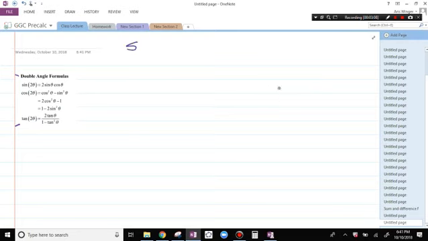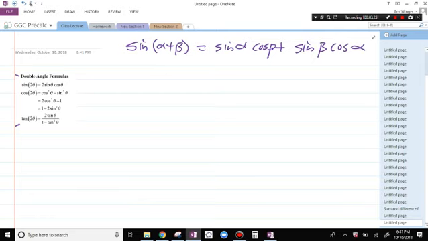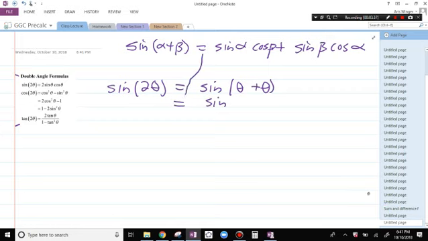So let's remember last time we said that the sine of alpha plus beta is equal to sine alpha cosine beta plus sine beta cosine alpha, right? And so when you're doing sine of 2 theta, we actually showed this in the homework last time. This is just the sine of theta plus theta. So this is equal to, by this formula, sine theta cosine theta plus sine theta cosine theta. And so this is 2 sine theta cosine theta.